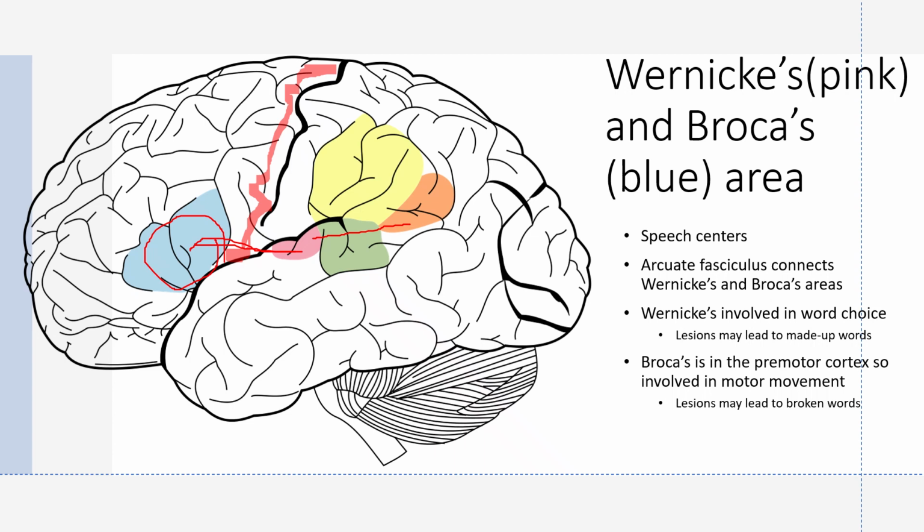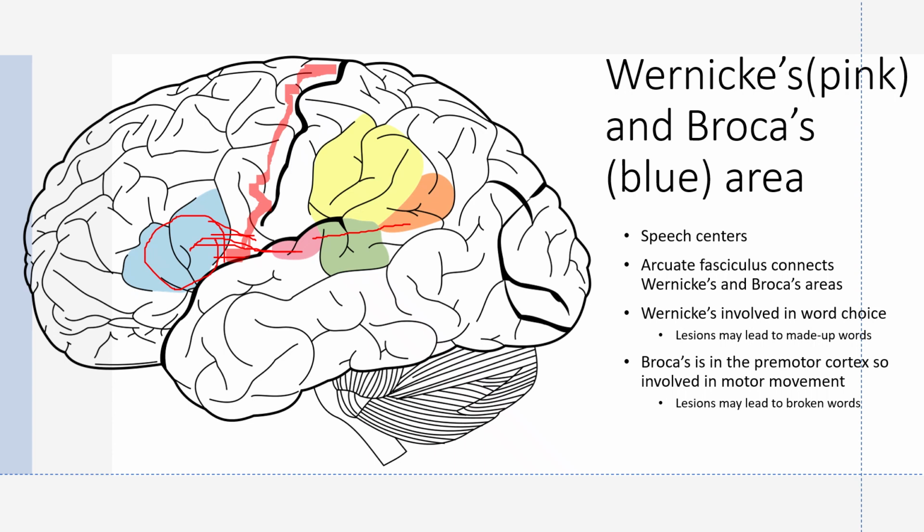This area is called Broca's area, and it sends messages to the motor area, namely to the areas involved in movement of the mouth, so you can actually choose how to move so you can say the words.